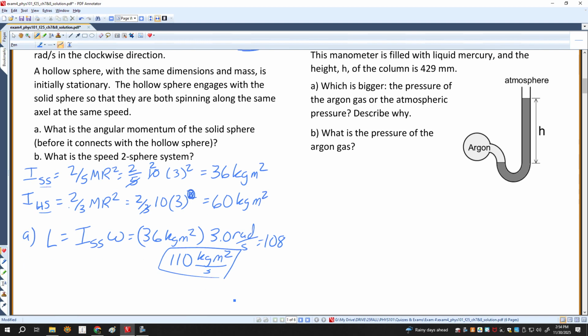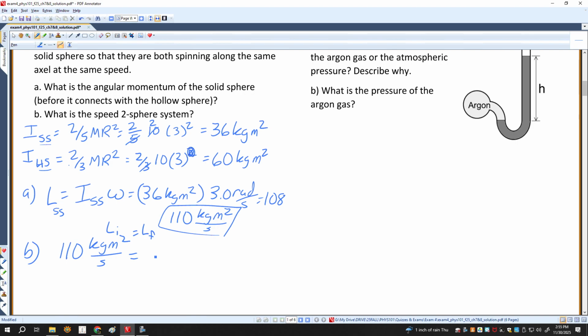And then what is the speed of the two-sphere system? So this 110 kilogram meters squared per second is going to be equal to the angular momentum of the final system. So I start out with the angular momentum of the solid sphere. That's the only thing that's rotating. And so the initial angular momentum, Li, is equal to that. And it has to equal the final angular momentum, which is going to be the moment of inertia of the solid sphere plus the moment of inertia of the hollow sphere combined, because they engage and then they rotate at the same angular speed.